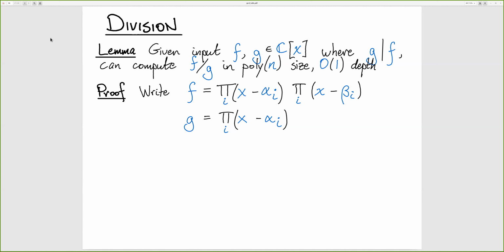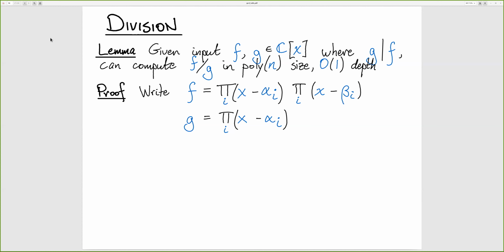Remember, the coefficients of f are the elementary symmetric functions evaluated at its roots. And the coefficients of g are the elementary symmetric functions of its roots, up to a sign, but we can figure out the sign, so forget the sign. So we have the elementary symmetric functions of alpha and beta together, and we have the elementary symmetric functions of alpha alone, and we want to get beta alone. We want to remove the alphas from the collection.